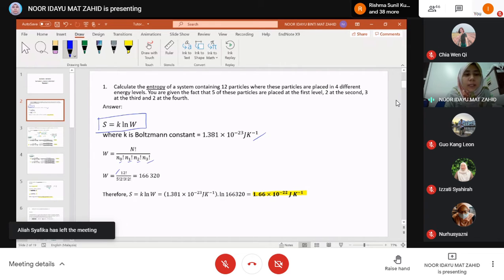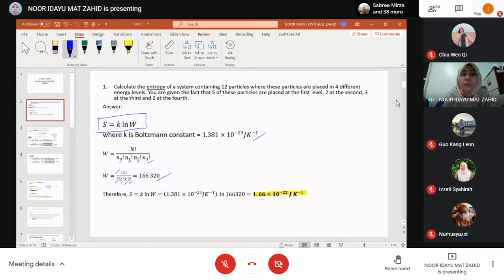So in this case, W would be equal to 12 factorial divided by 5 factorial, multiplied with 2 factorial, multiplied with 3 factorial, multiplied with 2 factorial. Just follow the question. And the answer would be 166320 for W. So you can go back to the main equation, entropy will be equal to k ln W.